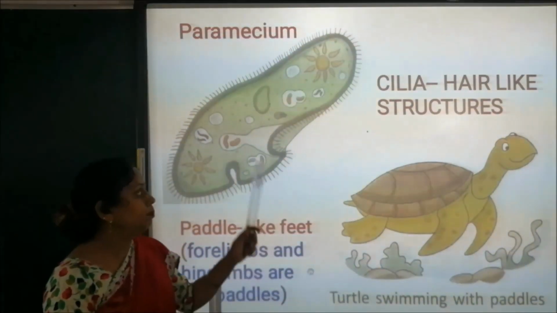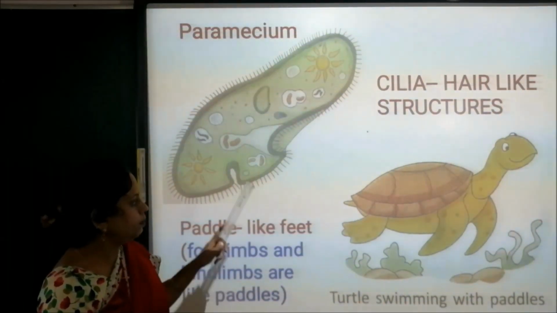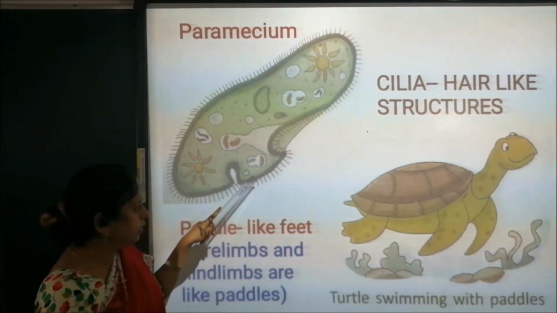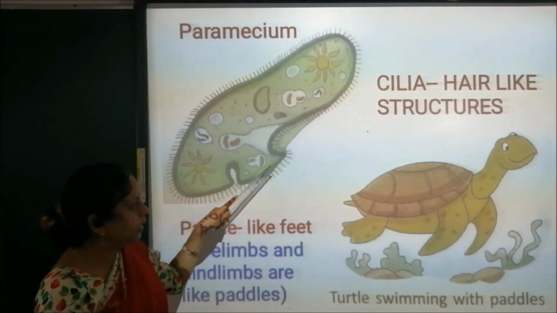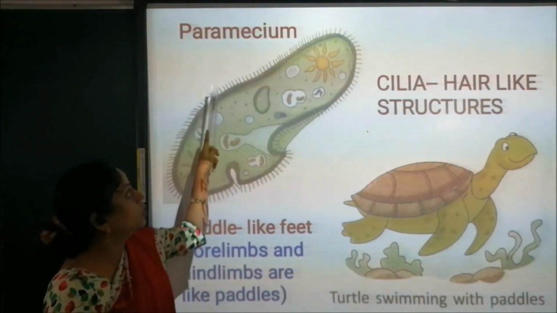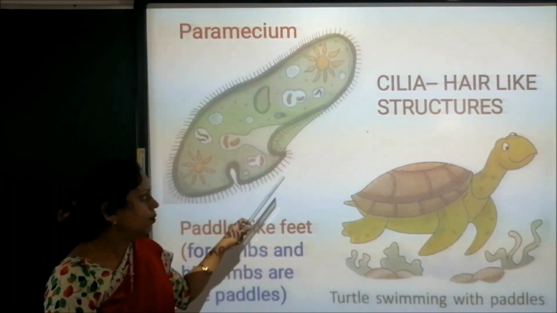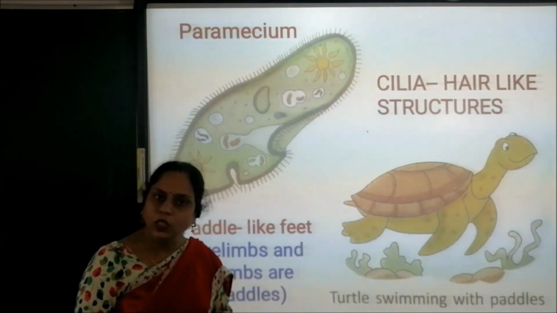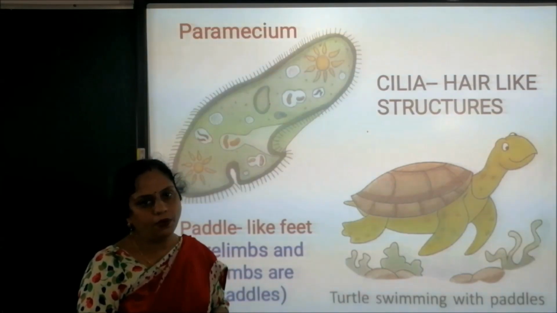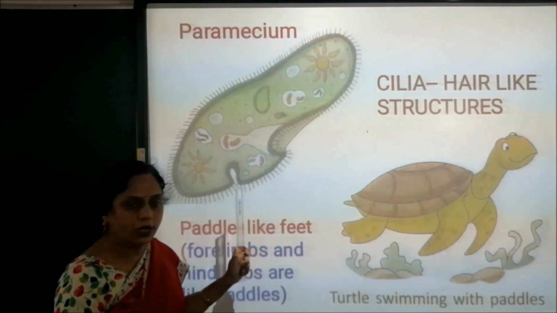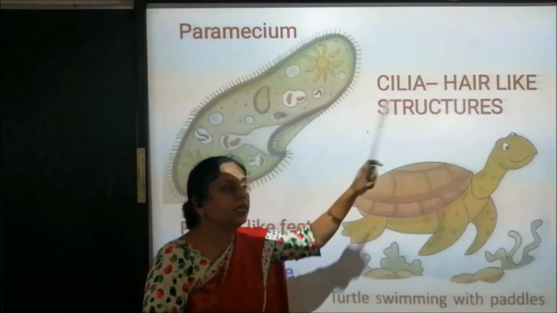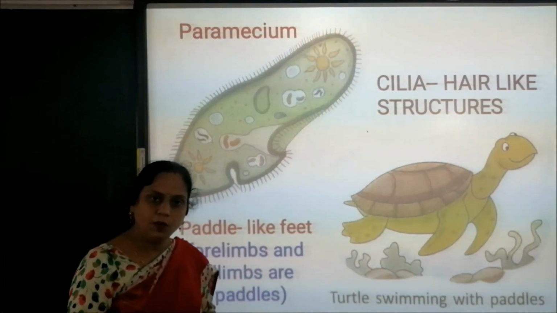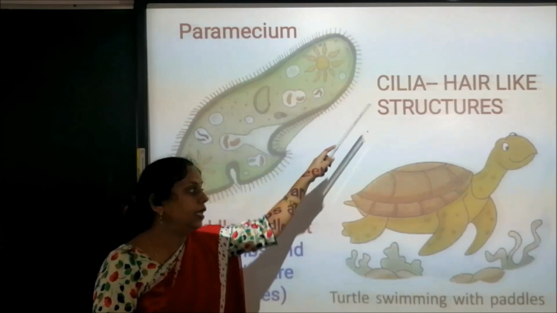First is paramecium. Now in this picture, can you see this structure, children? This hair-like structure is called cilia. What are these? These are called the cilia. Paramecium moves with the help of the cilia. And what is cilia? Cilia is a hair-like structure. So this way, paramecium moves with the help of cilia.